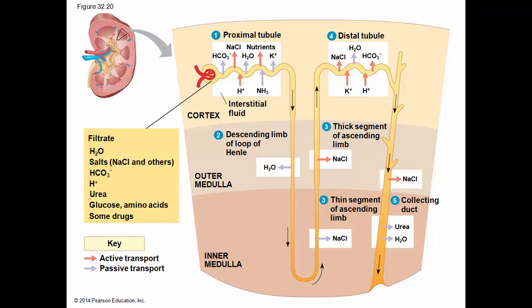The collecting duct. The collecting duct carries the filtrate through the medulla into the renal pelvis. Final processing of the filtrate by the transport epithelium of the collecting duct forms urine.